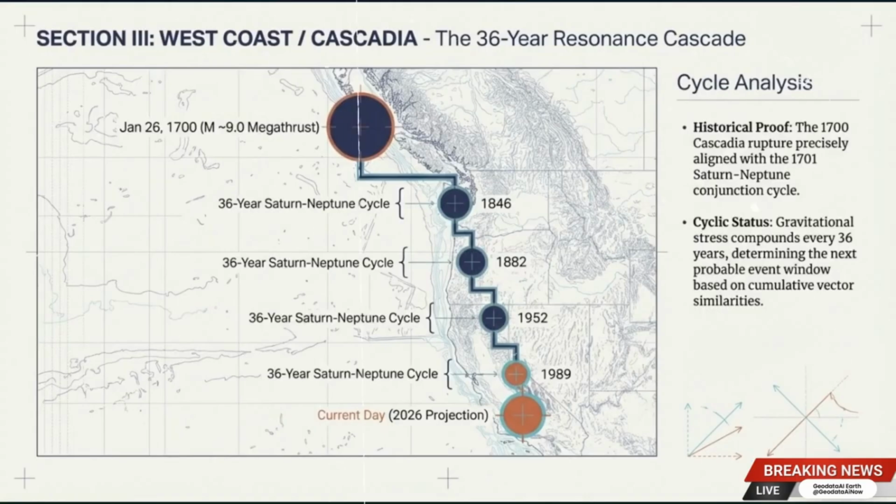Moving into the Cascadia region, we see a compelling pattern emerging through the 36-year resonance cascade. The historic 1700 megathrust event aligns precisely with the Saturn-Neptune conjunction cycle, establishing a rhythm of gravitational stress that compounds over time. Following this cyclic pulse through 1846, 1952, and the 1989 earthquake, we can track how these vector similarities build. This historical data points toward our next probable event window, projecting significant seismic potential as we approach 2026.